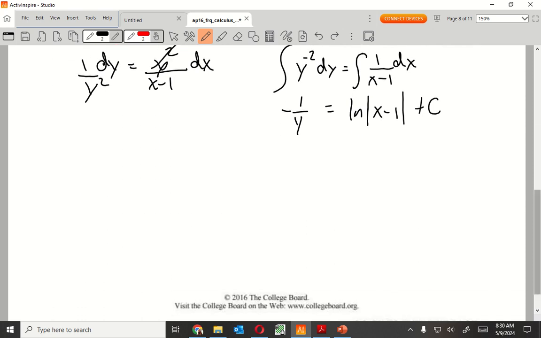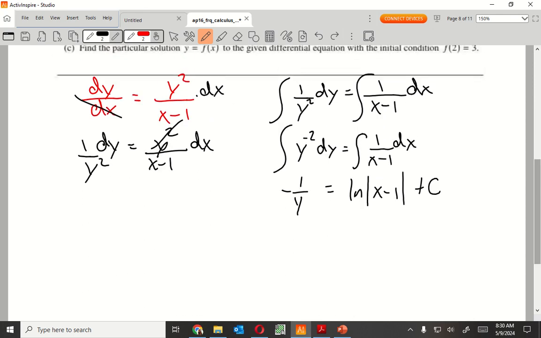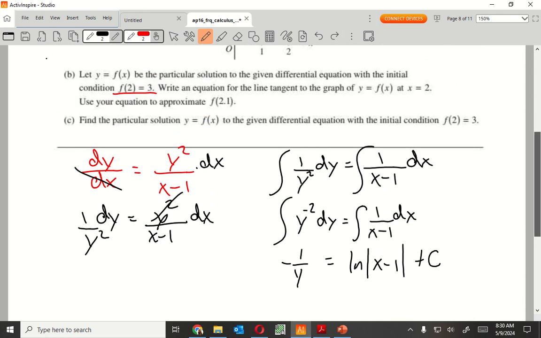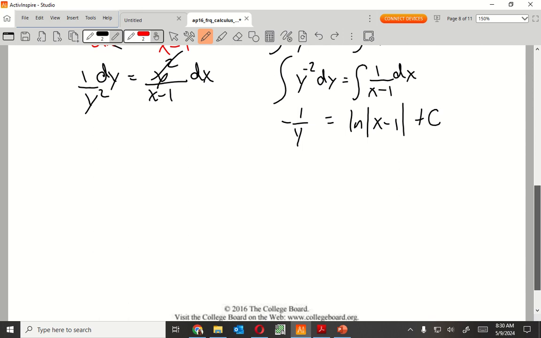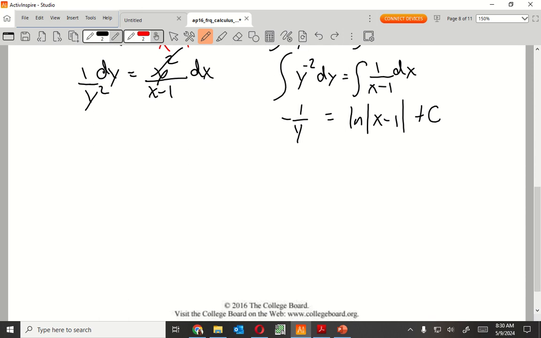Now I'm going to use my point. The point they gave me was x equals 2, and y is 3. I'm going to change up colors, because I'm on a different part here. So that's going to be 1 over negative 3 equals ln of the absolute value of 2 minus 1 plus c.